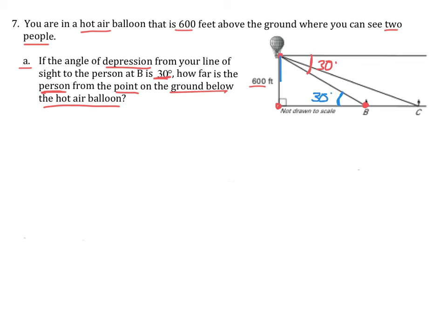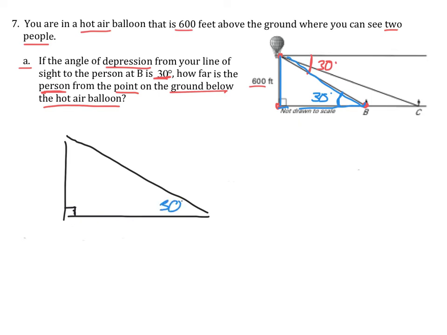So what I could focus on is this right triangle I've highlighted in blue. So let's sketch that out off to the side. So in my triangle we have an angle of elevation of 30 degrees. I know the height of the hot air balloon is 600 feet. And the distance that they want is how far from that person at point B to that point directly below the balloon. So that's going to be my x, or my variable.